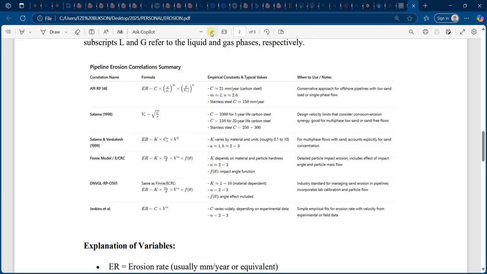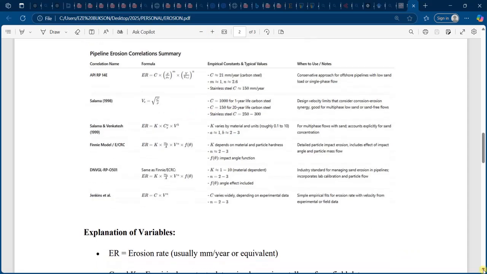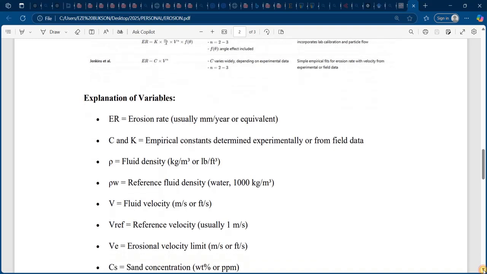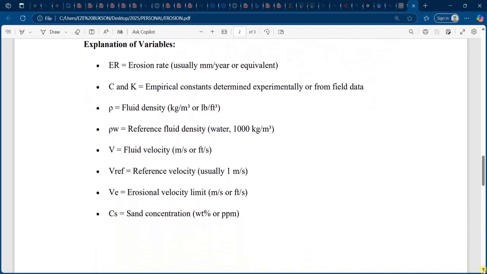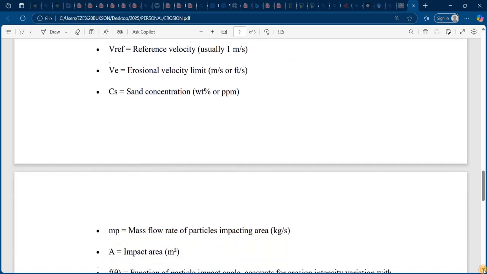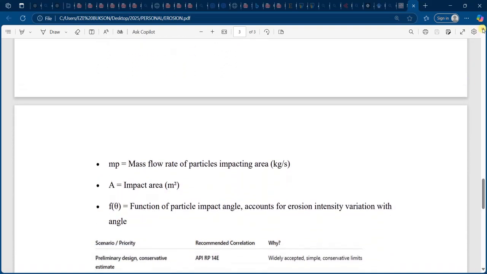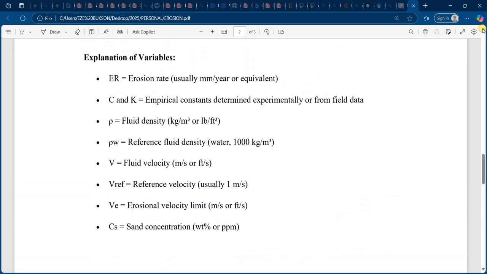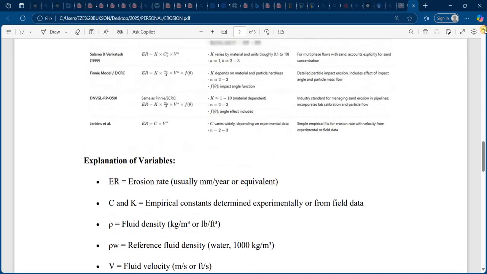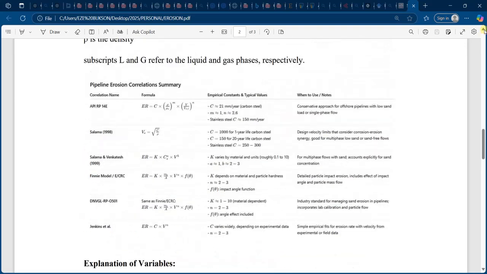these correlations. Then below is the explanation of each of the variables that are in the correlations that have been listed above. So you have these variables for correlations. You can pause the video to take a look at this section properly, so you have a good understanding of when to use these correlations.